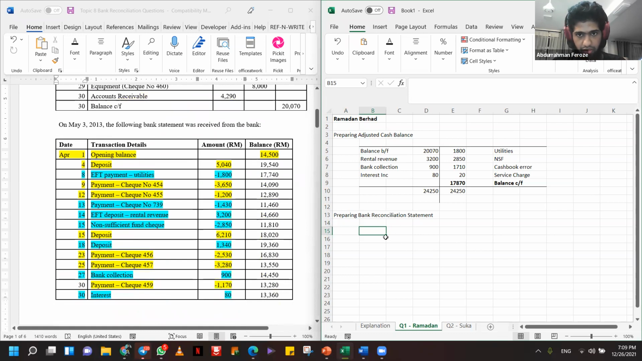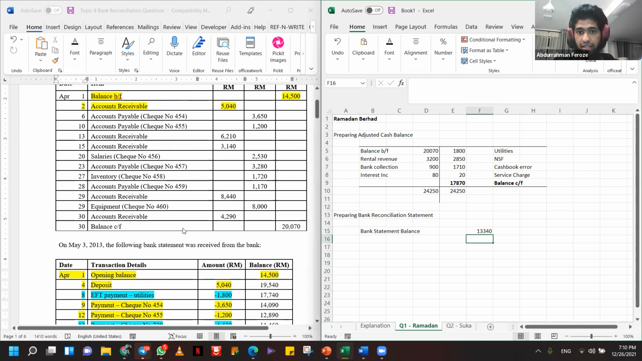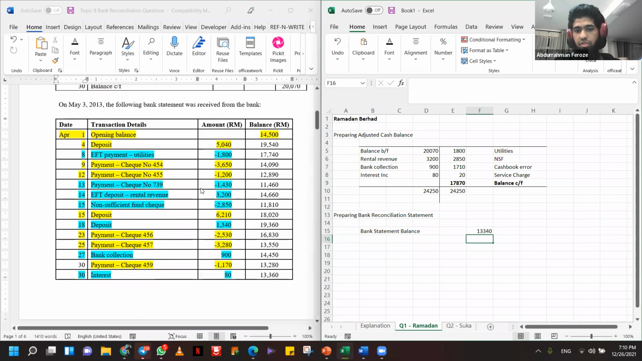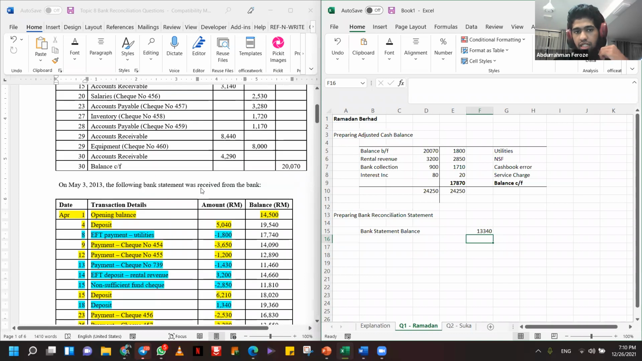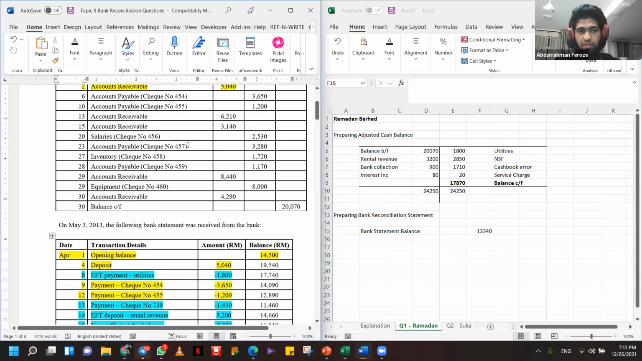Okay. Bank statement balance 13,340. Right. So now we have to look at the things that are there in the cash book but not there in the bank statement. We're doing the opposite over here, right? So let's quickly go through the things that are there in the cash book but not there in the bank statement. We should have done this before as well.